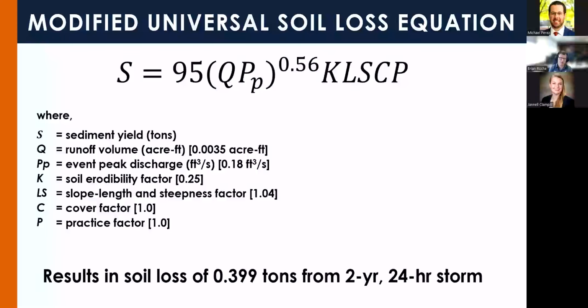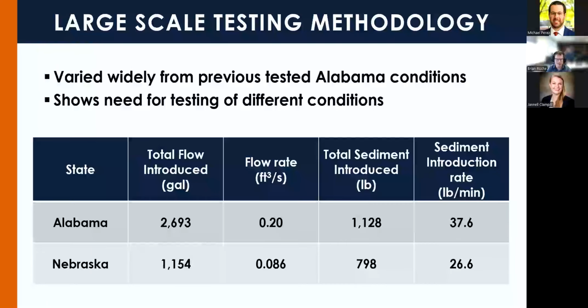We used that runoff volume, our peak discharge, our soil erodibility factor, for which we took an average of the state of Nebraska, the slope length and steepness factor of our representative drainage area, and our cover and practice factors were just 1.0 to represent a bare slope with nothing protecting it. All this resulted in a soil loss of just under 0.4 tons from that 2-year 24-hour storm. Like I said, we repeated this process for the Alabama conditions, and we saw a wide variation. Nebraska had less than half the flow rate of Alabama, and about a third less sediment. This really showed that we needed to test different conditions, as different installations perform differently in these widely different conditions.